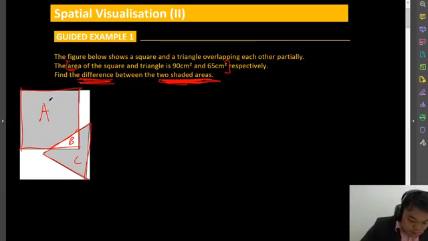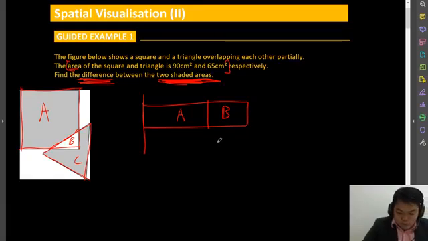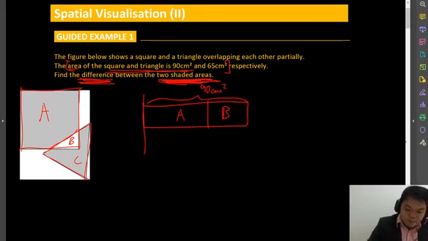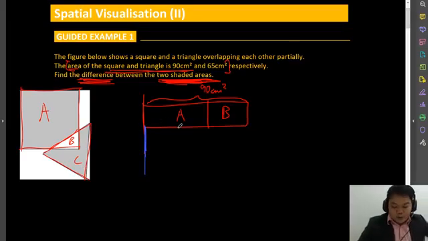Now, if we are to draw a model to represent the area of the square, it will look like this. There is a shaded component and there is an unshaded component. Okay? And this we know is 90 cm squared. Then the next thing that we would want to do is to draw out the area of the triangle. Now, please do not draw out what I'm going to draw first. What I'm going to draw now is a common mistake that a lot of students make. Okay? So, because students are very used to drawing the model from the left side, is this the left side?